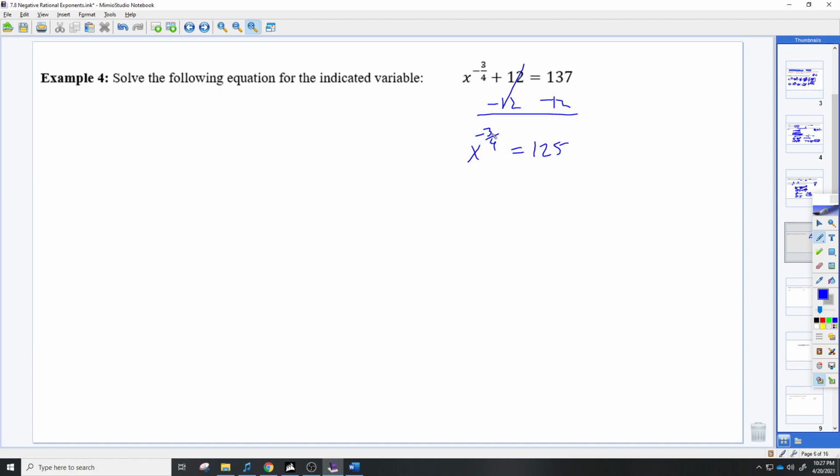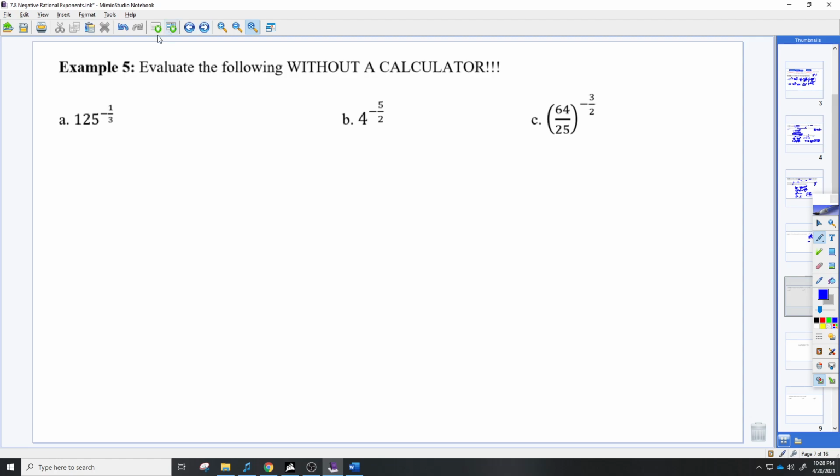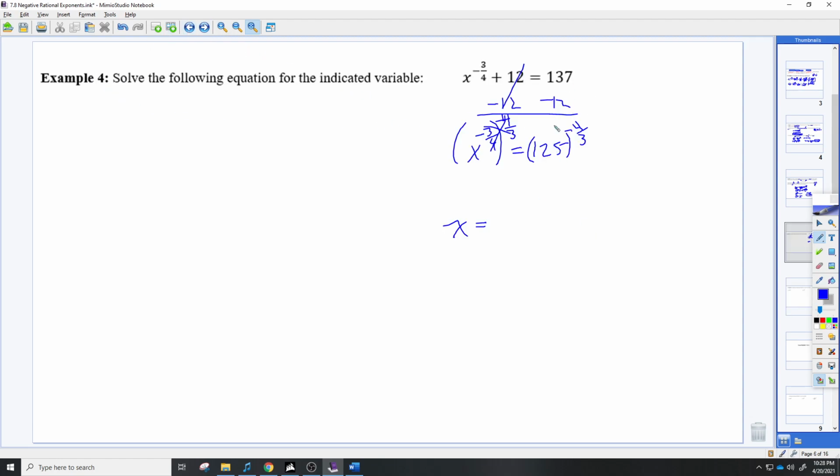And then to get rid of the negative 3/4, we're going to do the reciprocal power. So 4 over 3 negative. Over here, 4 over 3 negative. These go away. We're already done. We get x by itself. You can put that into the calculator. I think I'm going to do some in the table anyway. Like these ones are with a table. So put that in the calculator and see what you get.